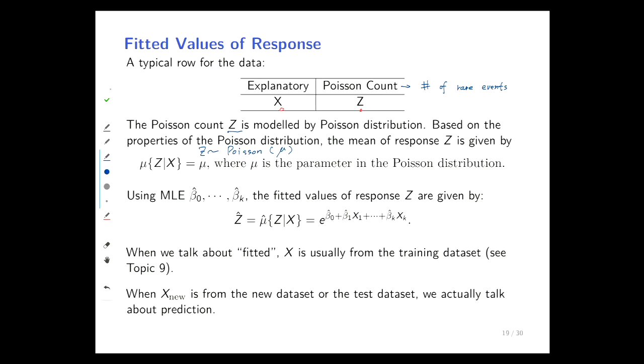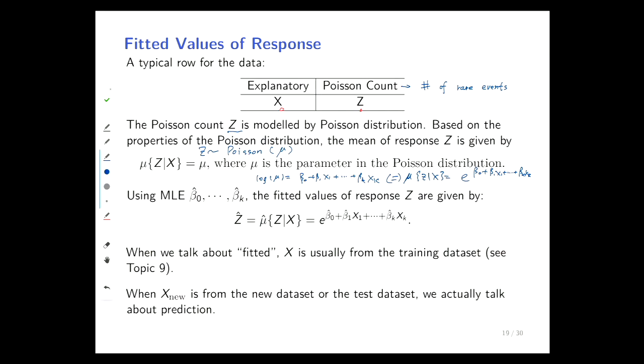By using this property, which is from the Poisson distribution assumption, if we combine it with our generalized linearity assumption, which is log mu equals beta 0 plus beta 1 x1 plus so on and so forth plus beta k xk, so this is our model, we can find that the mean of the response mu z given x just equals the exponential of beta 0 plus beta 1 x1 plus so on and so forth plus beta k xk. This is another, equivalent form of the generalized linearity.